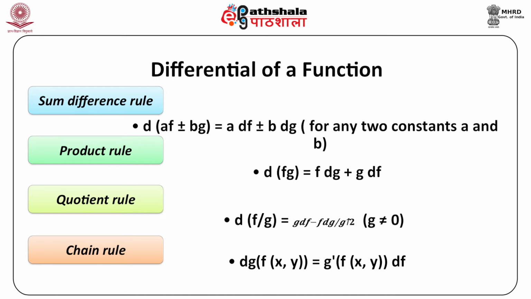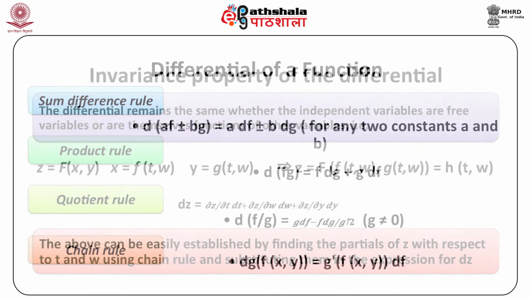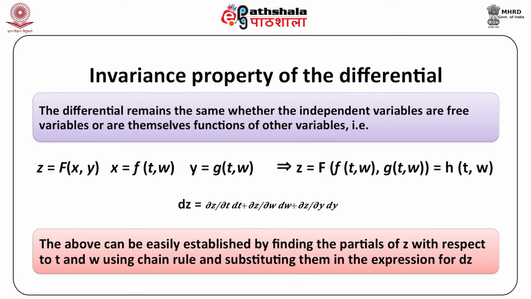d(aF plus minus bG) is equal to a dF plus minus b dG for any two constants a and b. Product rule: d(FG) is equal to F dG plus G dF. Quotient rule: d(F by G) is equal to (G dF minus F dG) by G squared, G not equal to 0. Chain rule: d(G(F(x, y))) is equal to G prime (F(x, y)) dF.